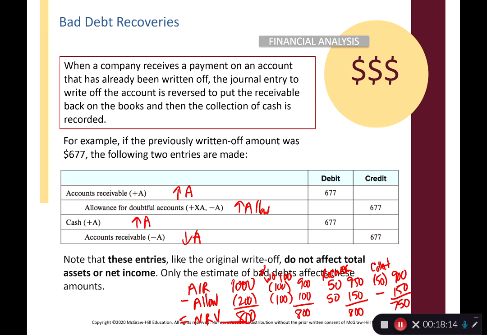750. So the net effect to assets is nothing, but when we collect that money, the net realizable value of accounts receivable does go down. Because if we collect the $50, we're now entitled to collect, or estimating that we'll receive $50 less because we collected that $50.